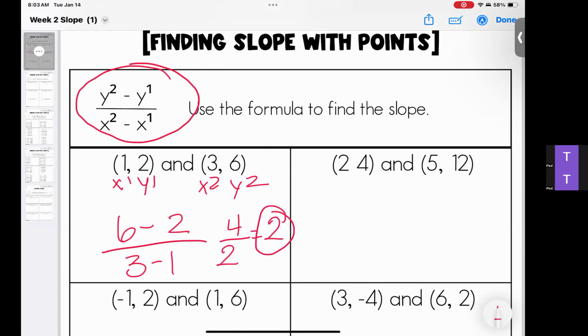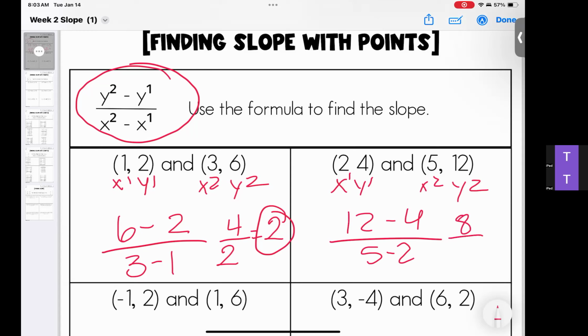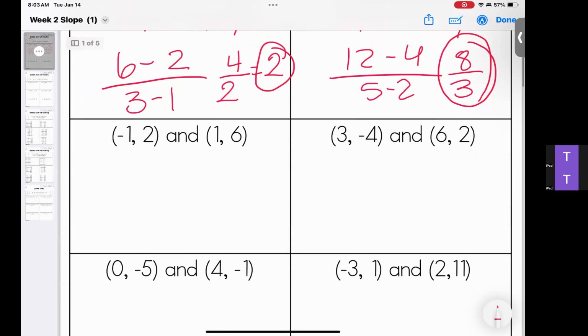Over here, x1, y1, x2, y2. We have 12 minus 4 over 5 minus 2. Make sure that you're putting the y on the top. 12 minus 4 is 8. 5 minus 2 is 3. 8/3 is our slope. We are leaving it in improper. You do not simplify slope down past that improper fraction.